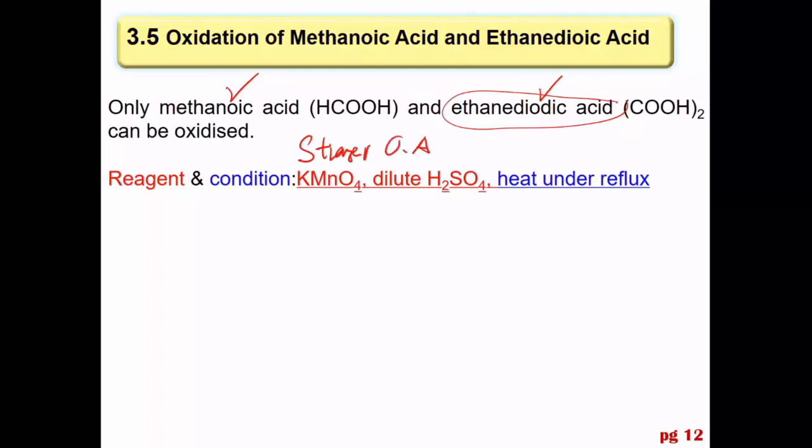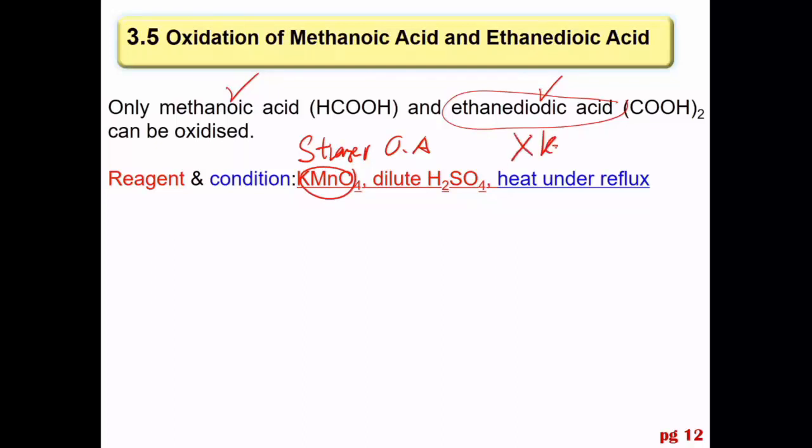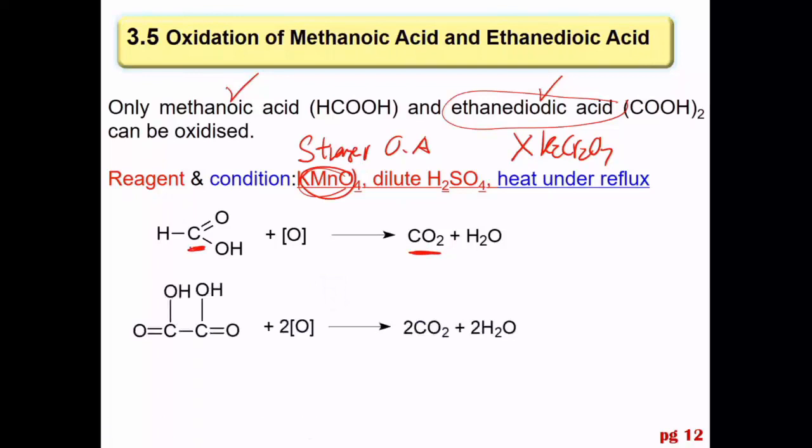oxidizing agent. Because carboxylic acid cannot be easily oxidized, I use KMnO4. So you cannot use K2Cr2O7. Potassium dichromate cannot oxidize carboxylic acid. Only these 2 can be oxidized, and to oxidize these 2, you need the stronger oxidizing agent. And what do they get oxidized to? Methanoic acid becomes carbon dioxide. Same thing, ethanedioic acid becomes carbon dioxide, but you have 2 moles because there are 2 carbons in ethanedioic acid. Okay?